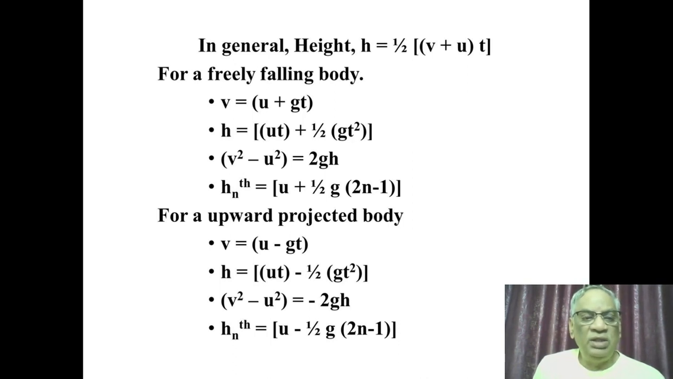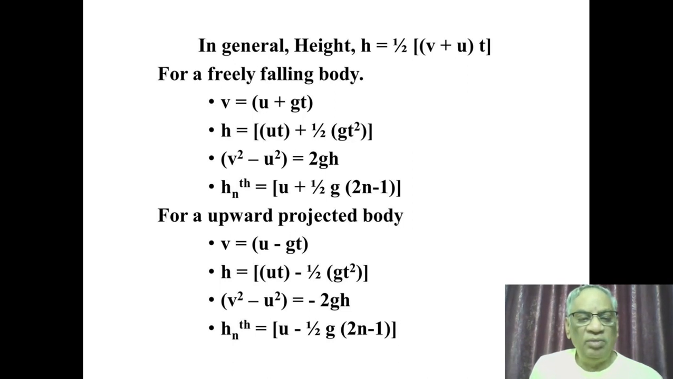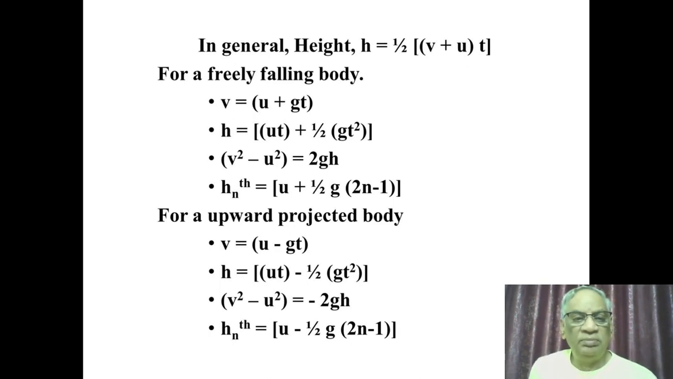So making use of these things, we can obtain the equations of a freely falling body as v is equal to u plus gt, height h is equal to ut plus half gt square. See here a is replaced by g because it is falling down, the gravitational force is plus, and v square minus u square is equal to 2gh, and nth second height travelled h nth is given by u plus g by 2 into 2n minus 1. Similarly, for an upward projected body, when body is projected up, v is equal to u minus gt, h is equal to ut minus half gt square, v square minus u square is equal to minus 2gh, h nth is given by u minus half g into 2n minus 1. Here g is used with a negative term.